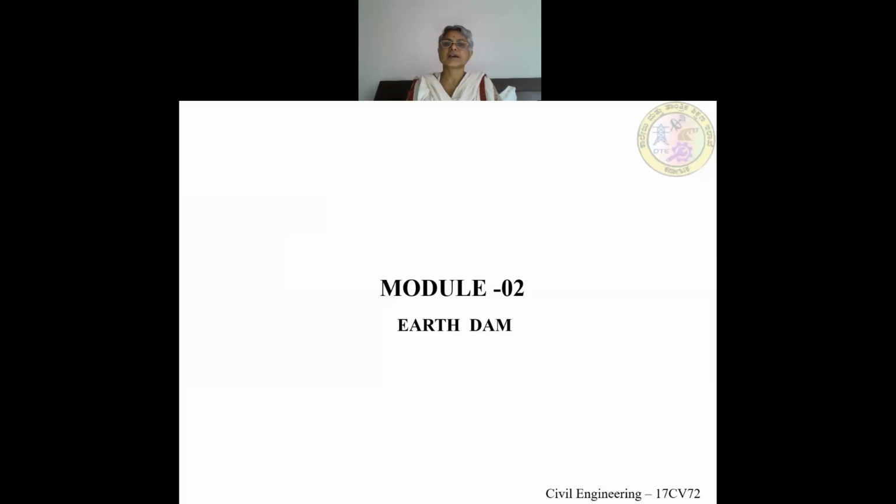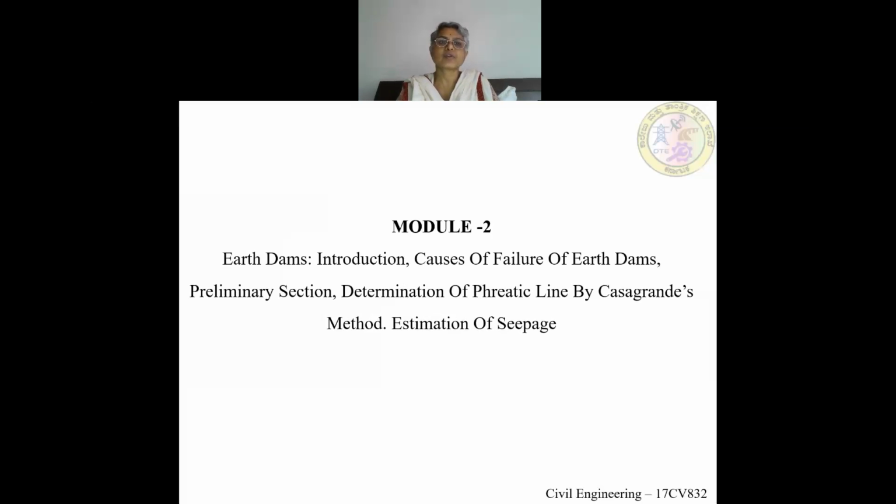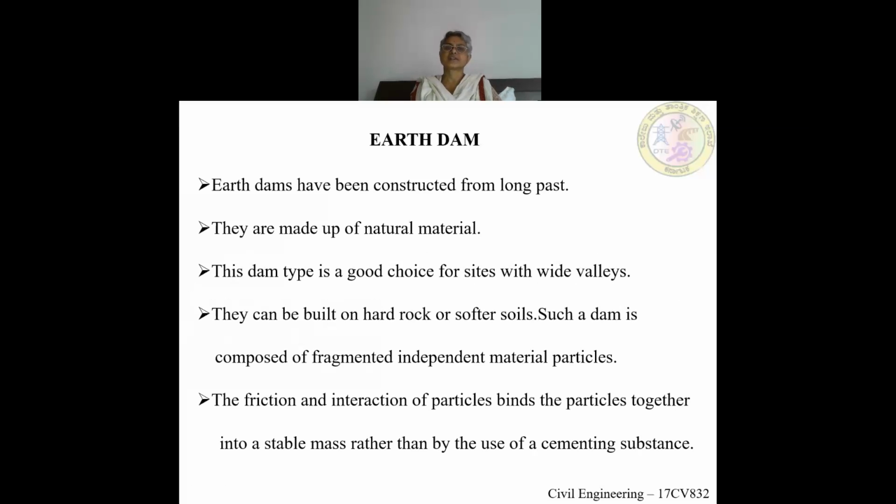So in this module, we'll be discussing the introduction of earthen dam, and causes of failure of earthen dams in session 2, and in session 3, determination of phreatic line by Casagrande's method and estimation of seepage. So phreatic line is also called the seepage line. We'll discuss when we come to that particular session. So let us know what an earth dam is.